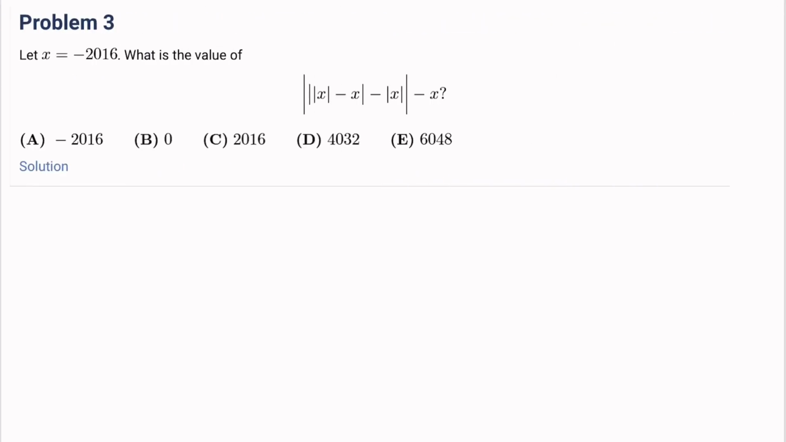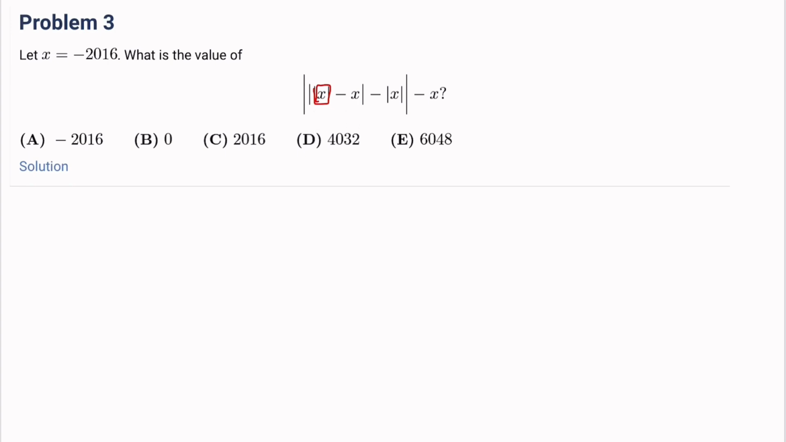Number 3, let x equal negative 2016. What is the value of this? Same thing, we can just plug in negative 2016 into each of these x values, right? But then we will need to keep track of what is what, right? So first we have this, that is the absolute value of x. That will be 2016, and 2016 minus negative 2016, right? So that's 2016 times 2, which is 4032, right?